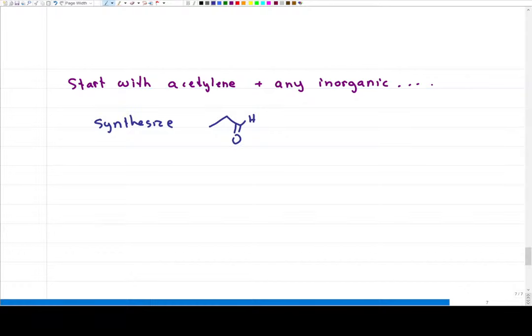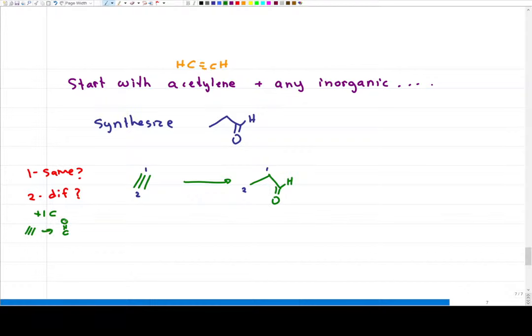Now acetylene is a 2-carbon chain. So we have to map this out from starting to ending and say that if we're starting with acetylene and we want to come up with a product that looks like this. Question 1, what is the same? 2 of the 3 carbons have to be what I started with. So if we call this 1 and 2, this is 1 and 2. Question 2, what is different? I have a couple of differences. I added 1 carbon. I also turned a triple bond into a carbonyl.